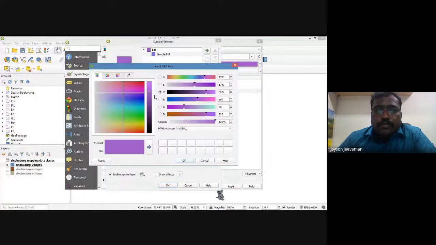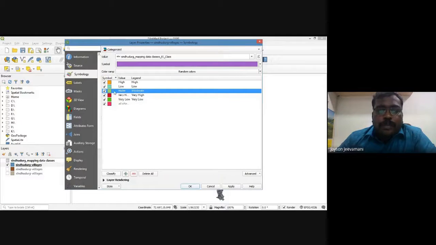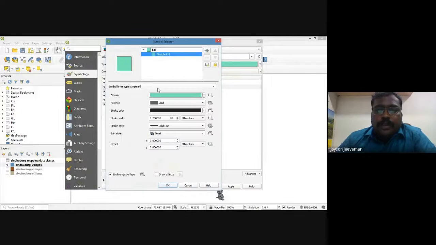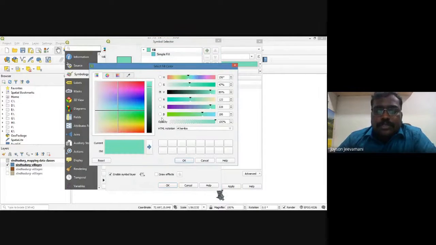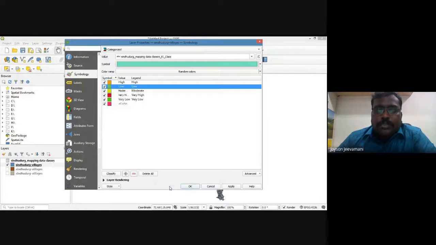Moderate, I can give some yellow. So you can choose your own colors. Basically, high to low means red to green. We can choose. Then low, we can have some light colors. So these colors you can choose based upon your logical explanations.